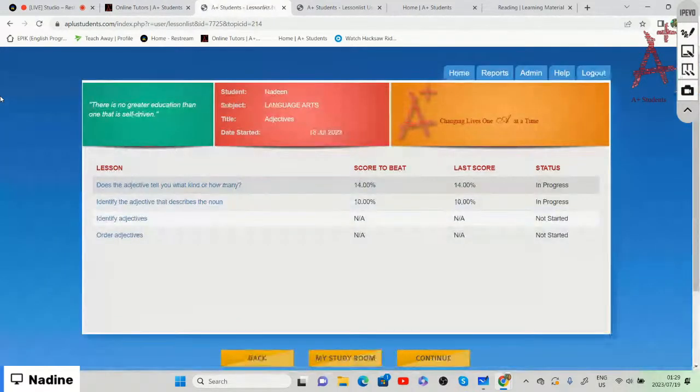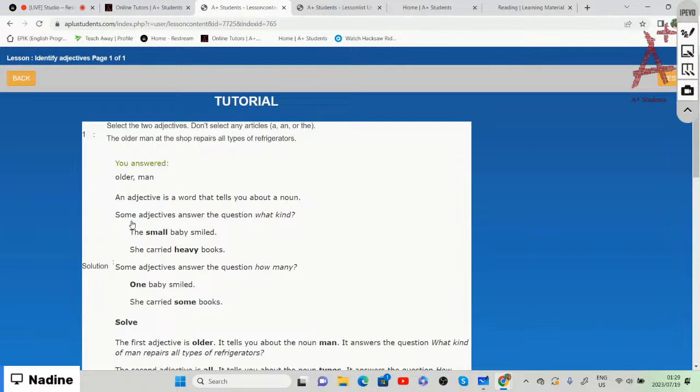So now we are going back and we're going to the next lesson, which is to identify adjectives, right? So far we've identified adjectives that describe a noun, that also tell us what kind and specifically how many. So now identifying adjectives. All right, so once again, an adjective is a word that tells us about a noun, right? And an adjective can either tell us what kind or it can tell us how many.